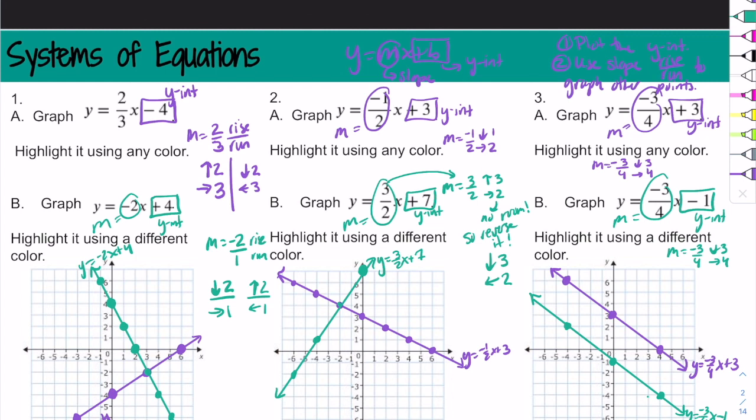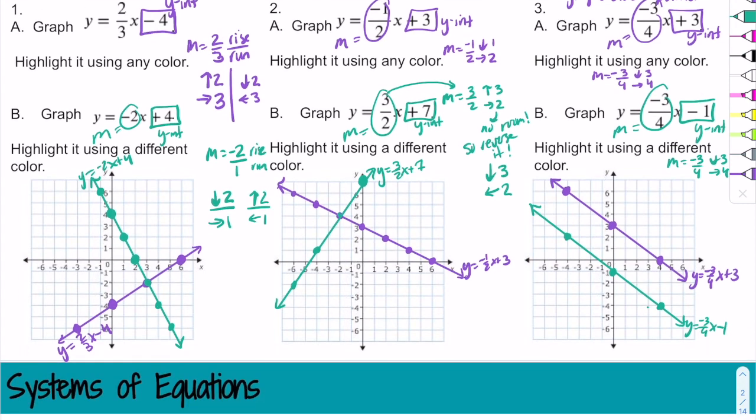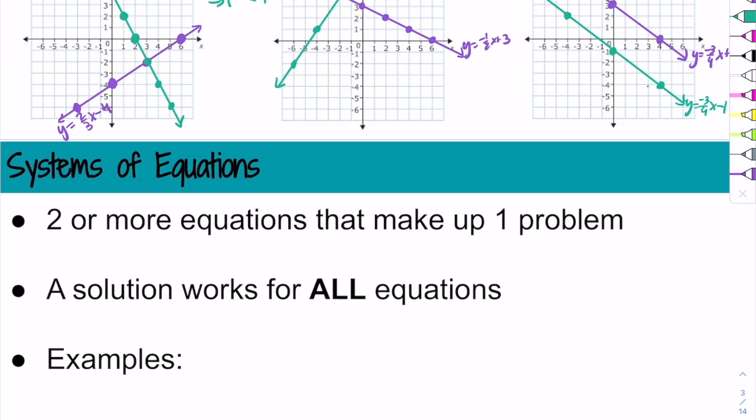Check your graphs here. Notice on number 2, when you plot your y-intercept of 7, you don't have enough room on the graph to go up 3 and right 2, so we can immediately reverse it and go down 3 and left 2 to finish that graph. So really, these 3 problems would create a system of equations.